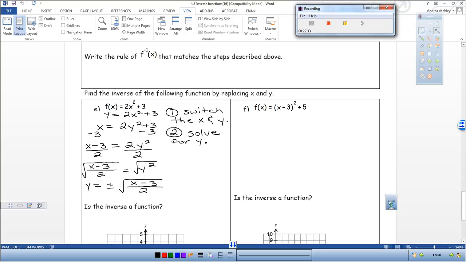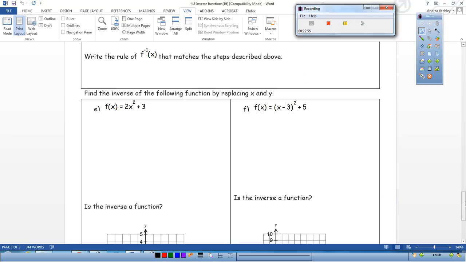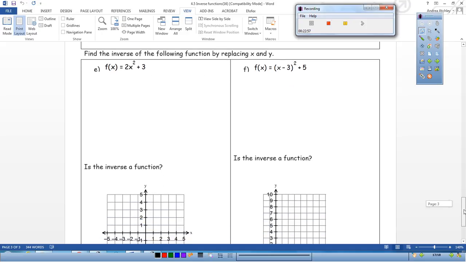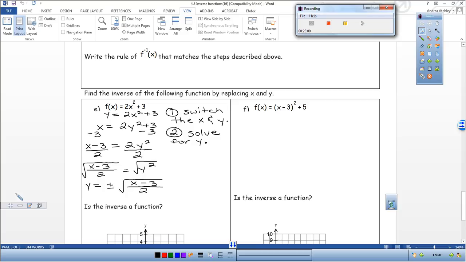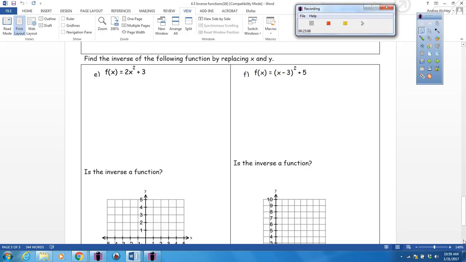Okay. Now to determine if it's a function, we want to graph it. So we're going to start by graphing just the f of x. The f of x is a quadratic.